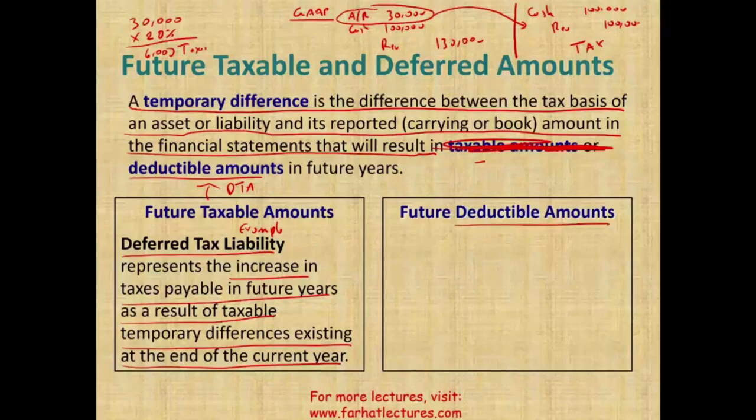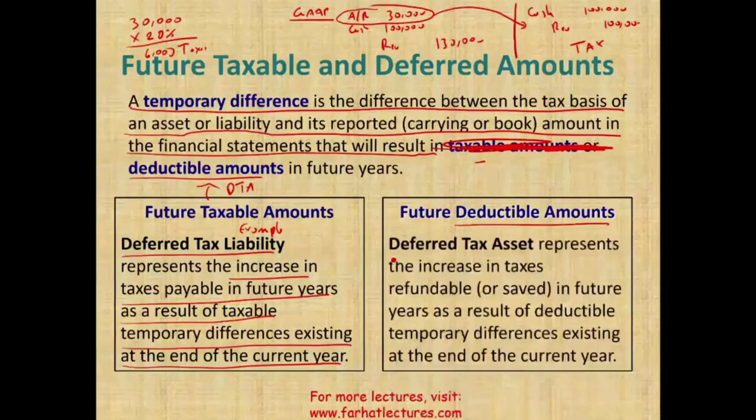A future deductible amount, which we did not look at, is a deferred tax asset. It represents the increase in tax refundable or saved. So I'm going to either have a refund or I'm going to save more taxes in future years as a result of a deductible temporary difference existing at the end of the current year. When I have a deferred tax asset, which we'll work an example to illustrate, in the future years when it reverses, it's going to give me either more savings or more refund. As a result, I book a deferred tax asset.